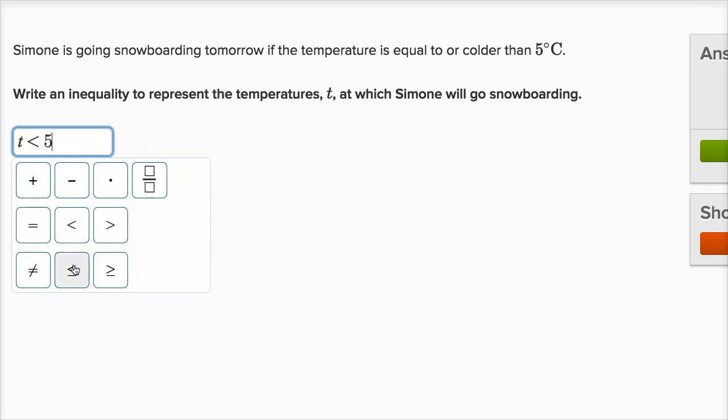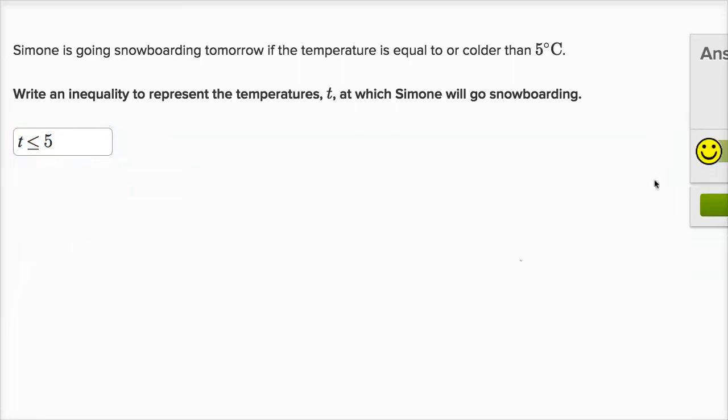So instead of just saying less than, let's say less than or equal to 5 degrees. So this inequality shows us all of the temperatures at which she is willing to go snowboarding. Check our answer, and we got it right.